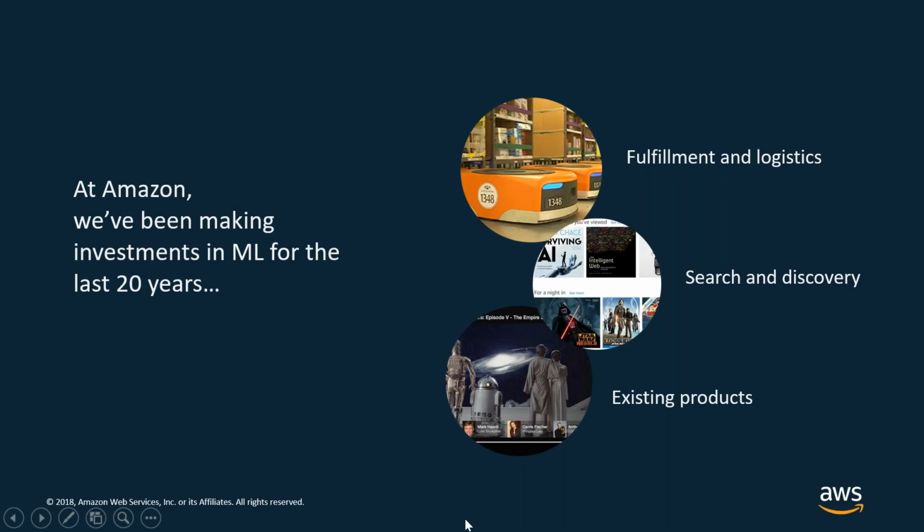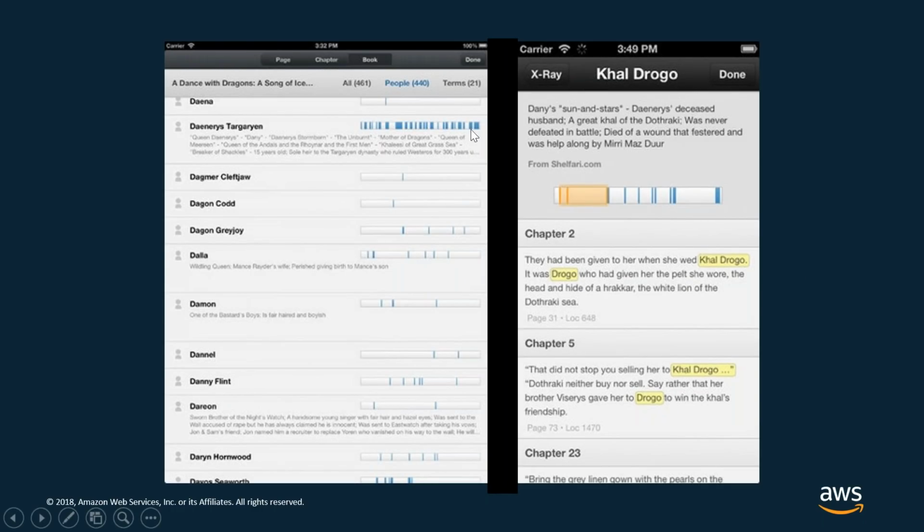Now, because machine learning is a recombinant technology, meaning it can be combined with nearly any existing technology to create something new, we found many new opportunities to infuse machine learning into existing products. Some examples here are, for instance, on the Kindle. If you think about reading a book on a Kindle, here's an example of where we've allowed you to click on a character and then gain more insight or more information about that particular character.